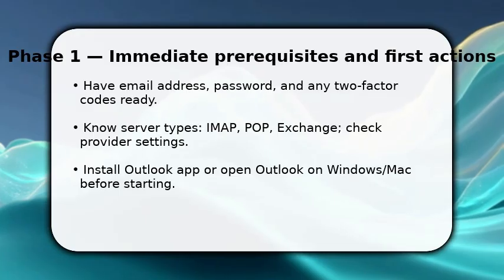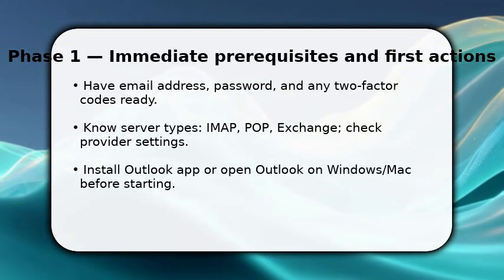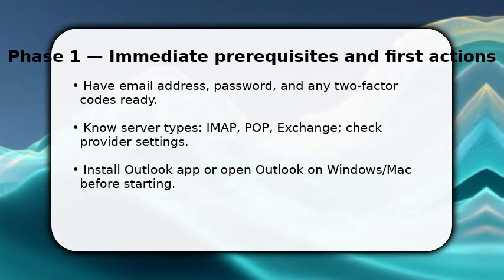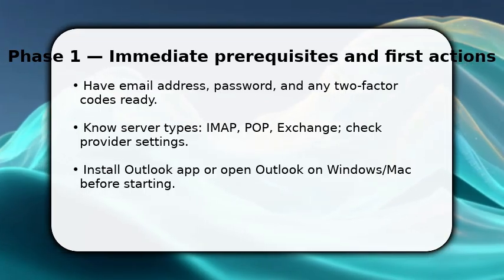You start by collecting credentials and deciding how you want mail stored. IMAP keeps mail on the server, POP downloads it. Once you have your address, password, and any two-factor code, open Outlook and choose Add Account.